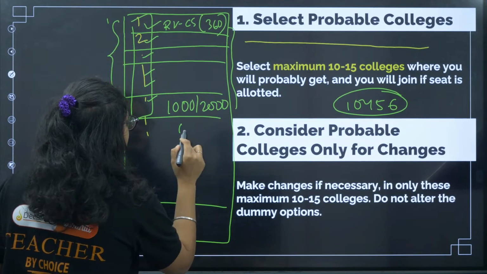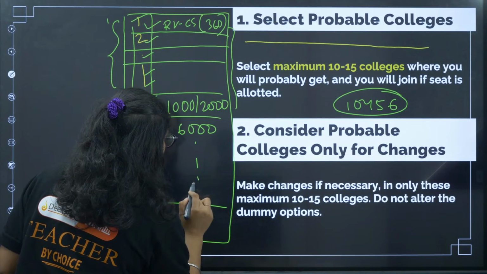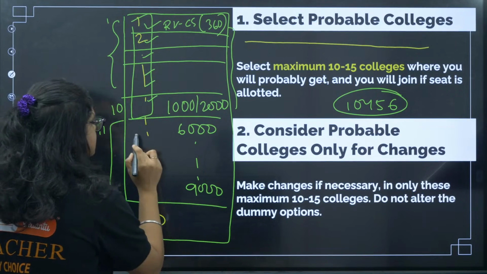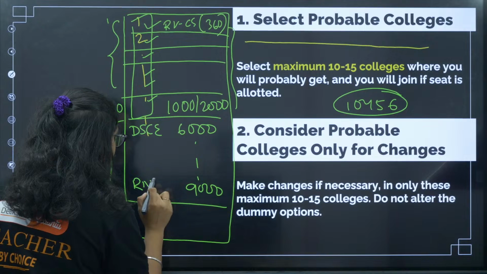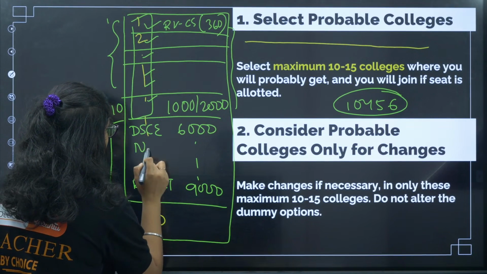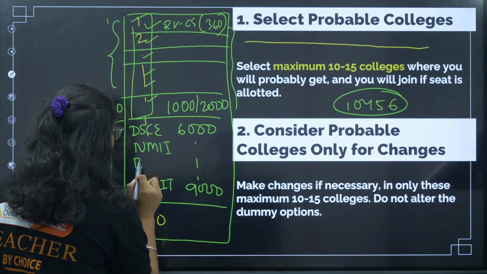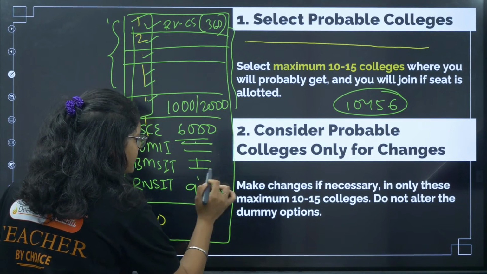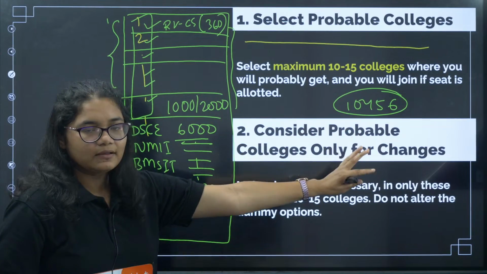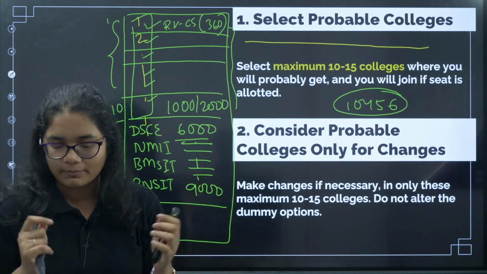Okay, so you have added 6000 rank to almost about 9000. For example, you have taken DSC, RNSIT, NMIT, then BMSIT, some random college names I am giving. So these are the ranks you have taken. Now based on your rank, these are the colleges that you are probable of getting.